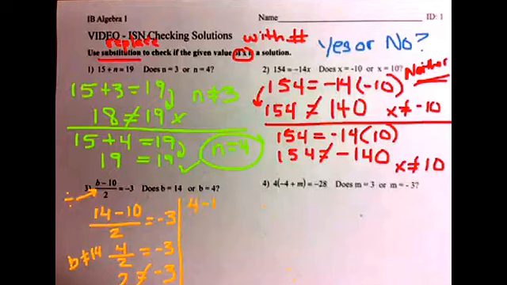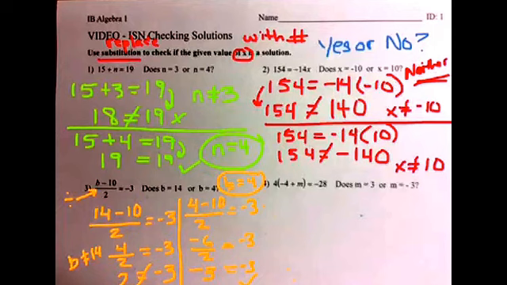4 minus 10 divided by 2 equals negative 3. 4 minus 10 is negative 6, divided by 2 equals negative 3. Negative 6 divided by 2 is equal to negative 3. So negative 3 equals negative 3. I'm going to check that off. So that means that b actually does equal 4. So that is my solution. b equals 4.